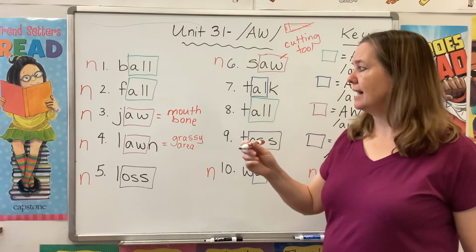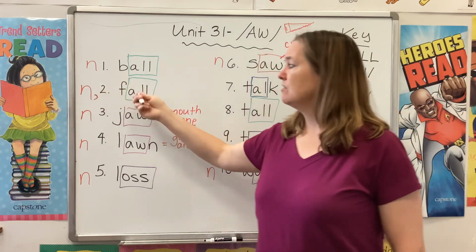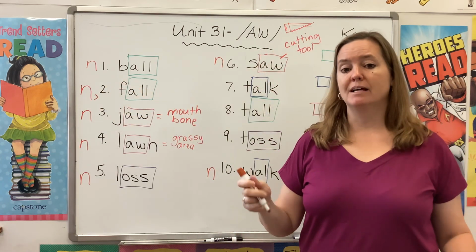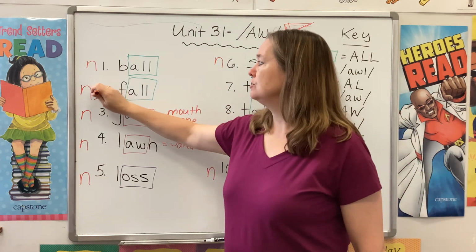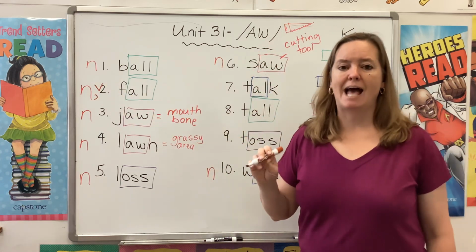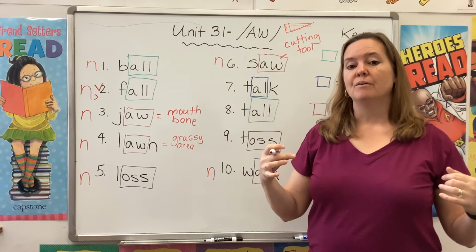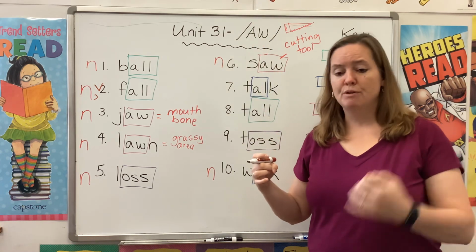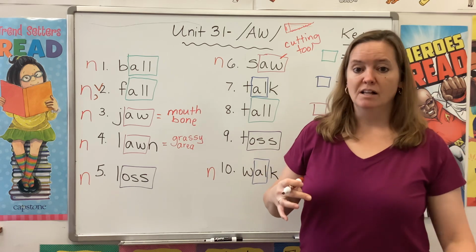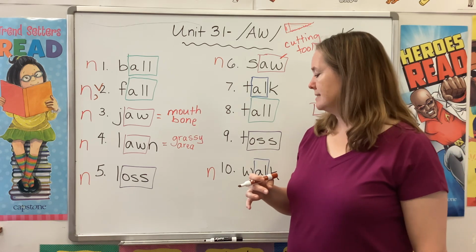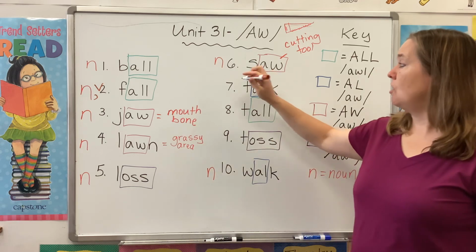Remember, verbs are action words. So yes, fall can be a noun if we're talking about the season. It can also be a verb if we're talking about the action. Leaves fall from the tree, right? If you trip over something, you might fall to the ground. So that's a verb.